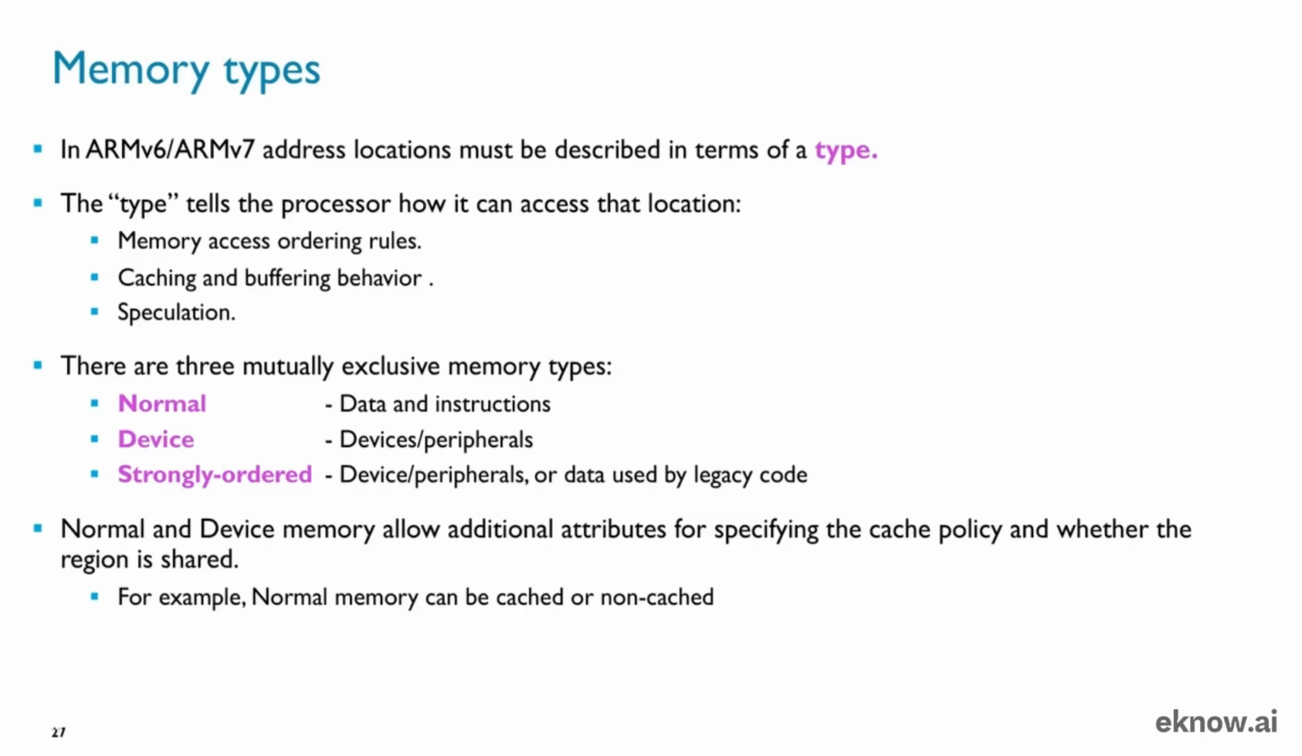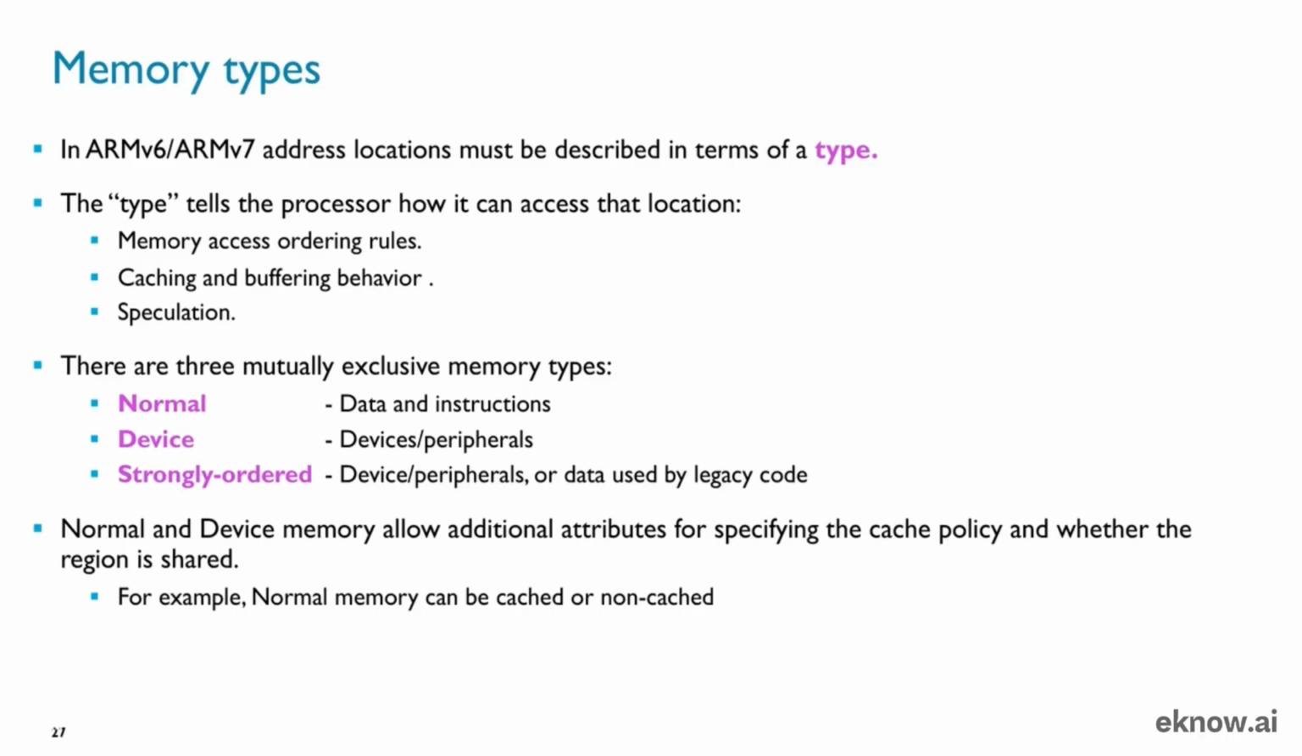Next is device memory. This type is used for peripherals, hardware components like timers, serial ports, or network controllers. When you access a device memory address, you're usually not just reading data. You're often triggering an action in the hardware. For example, reading from a status register. You need the absolute latest value from the device itself, not a stale copy from a cache. So, for device memory, the access rules are much stricter.